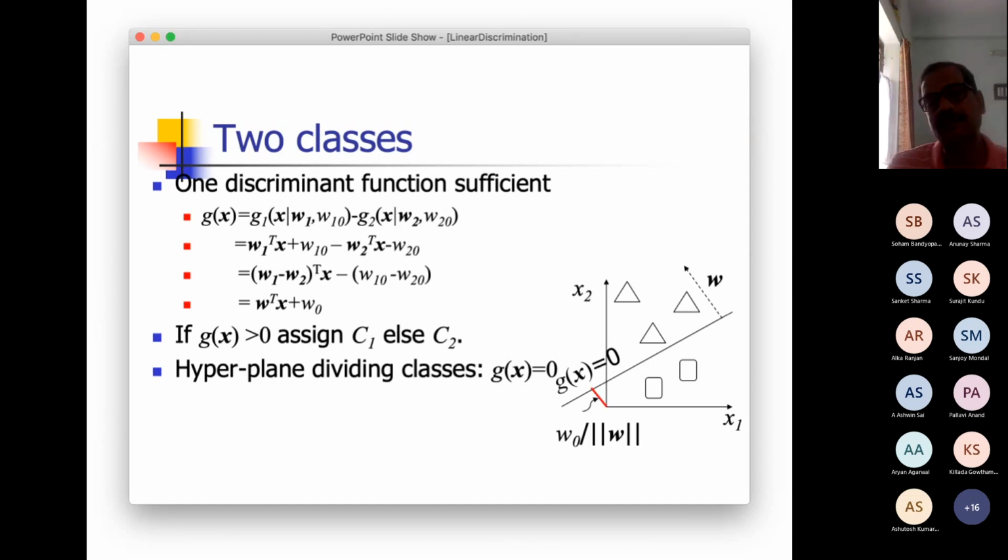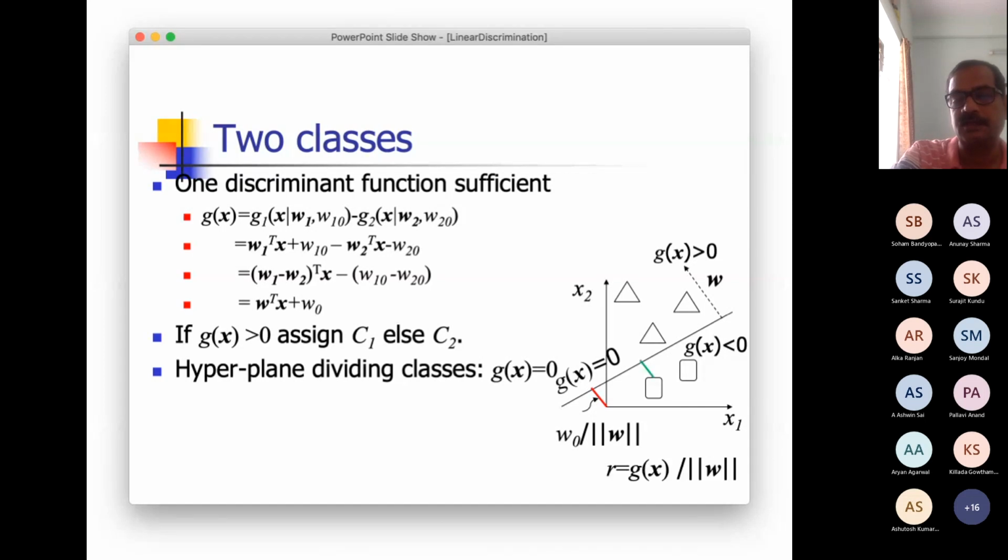It shows a distance from the origin. W naught gives you the distance. This is a geometric interpretation of the straight line. So if G(x) is greater than 0, that is the side along the normal W, along the direction of W. That side will be positive, because for all the feature vectors on that side, if you take the dot product, it will be positive. In the other sense, it will be negative.